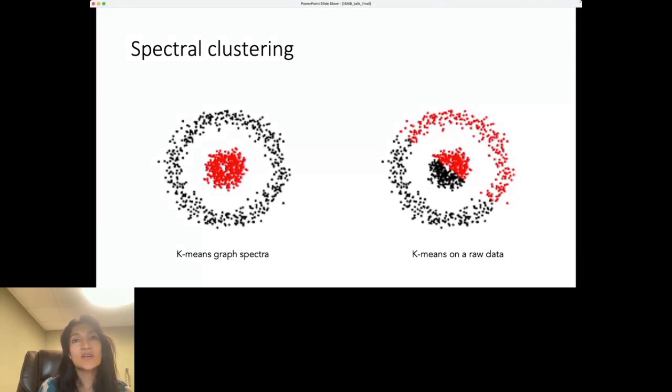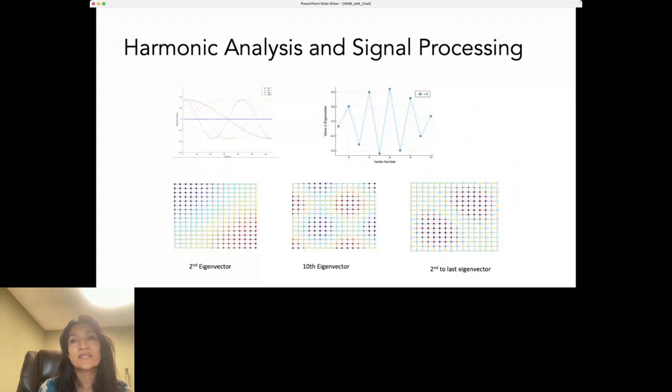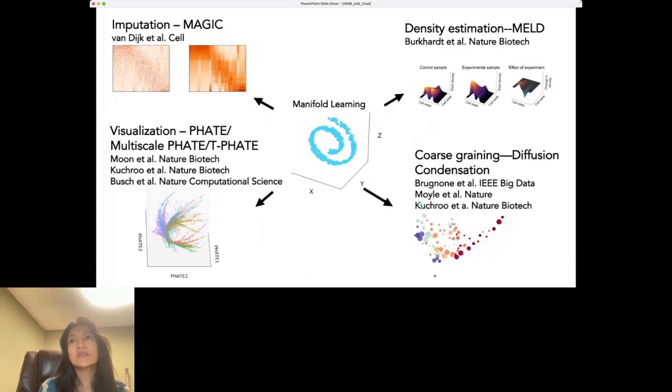And finally, one thing of note is that the eigenvectors of the diffusion operator actually form harmonics in the graph Fourier space. And these graph Fourier harmonics can be useful for denoising and removing variance from signal. And this we had used previously in our denoising methods like MAGIC, but more recently in our topological methods like diffusion condensation. So these ideas we use to tackle some of the challenges that I told you about before: denoising, visualization, comparing multiple samples or data sets.